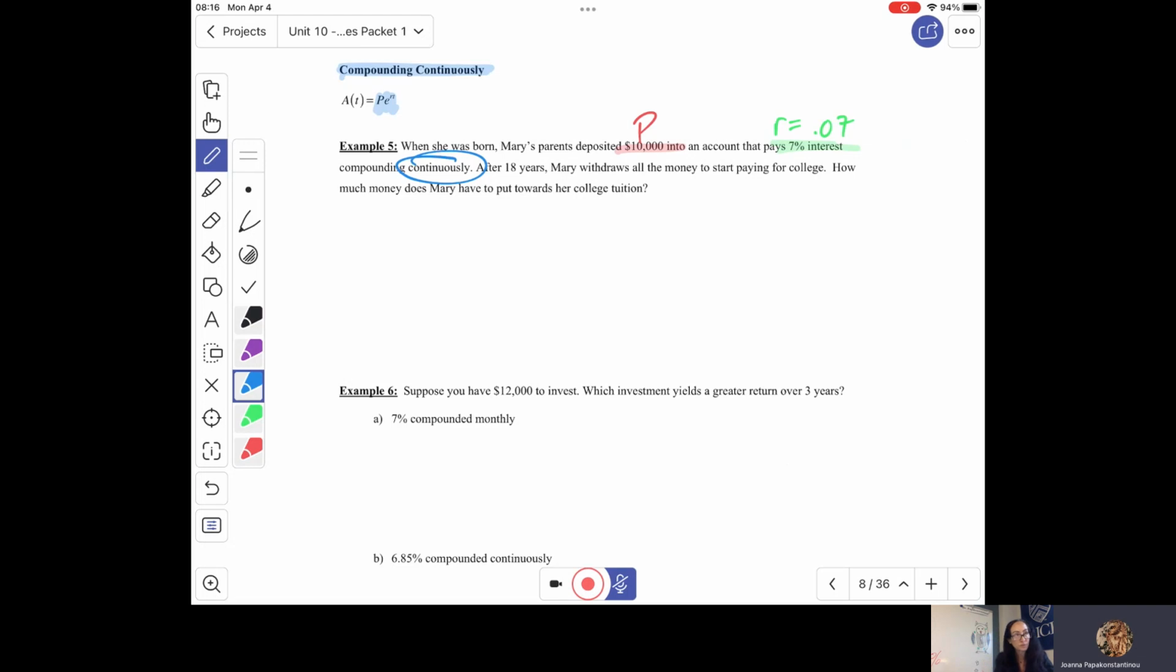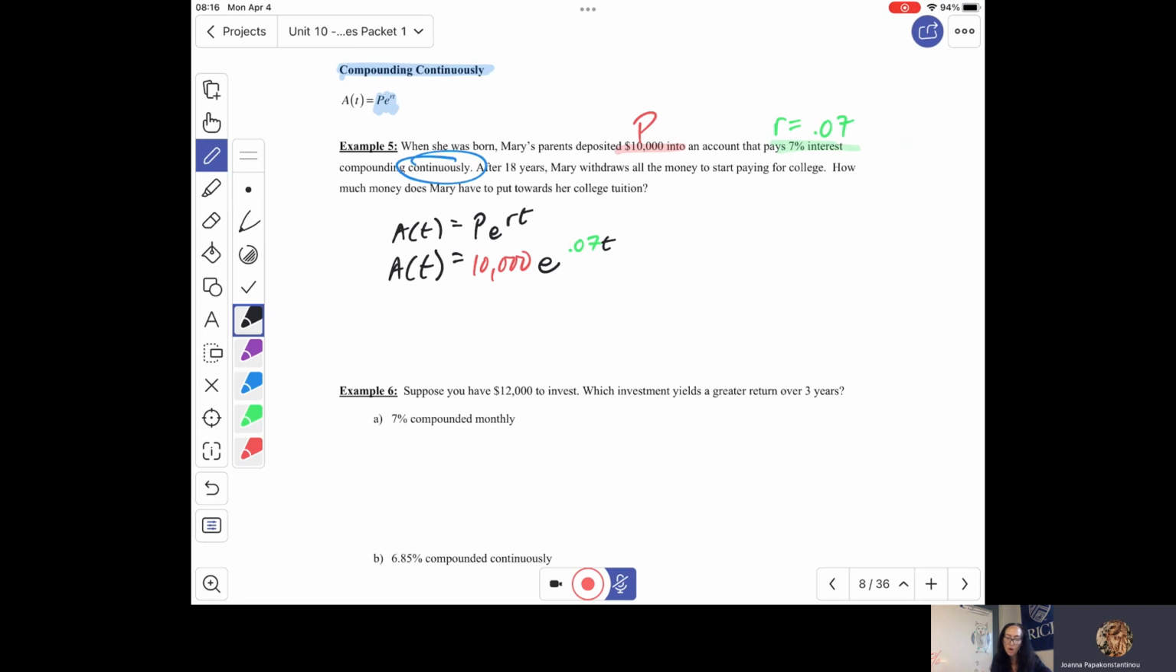After 18 years, Mary withdraws all the money and starts paying for college. How much money does she have to put towards her college? Well, let's write our equation. So A of t equals P times e to the rt. Let's fill in what we know. P, we said, was 10,000. We have e, r is 0.07, and then that's times t.